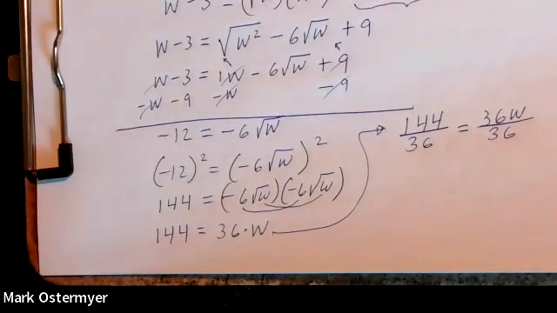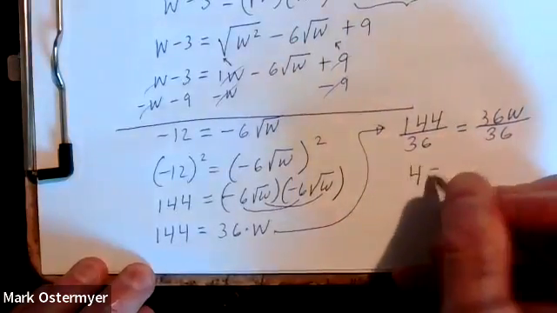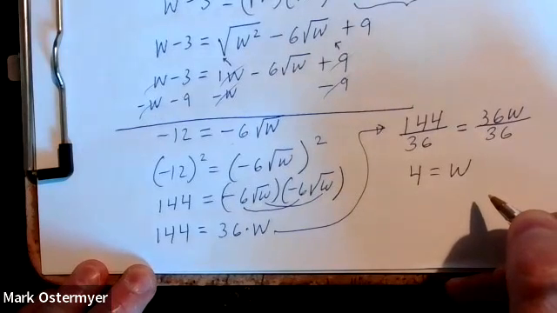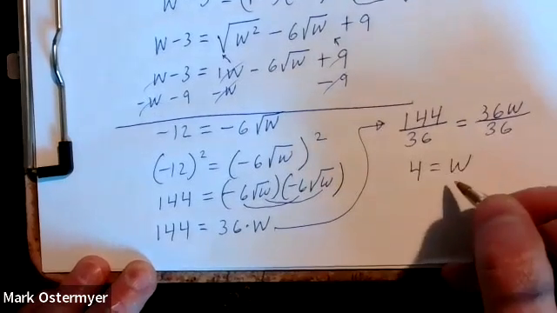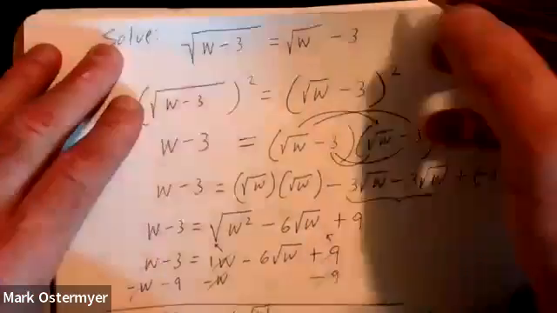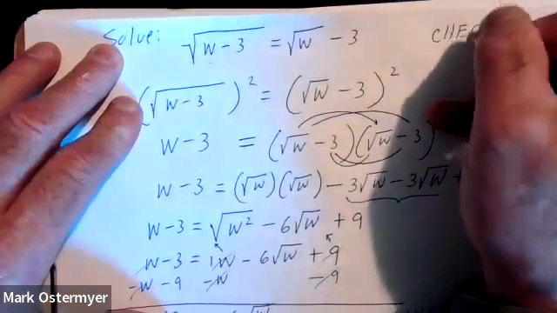And therefore, we discover that 144 divided by 36 nets us 4. So w is equal to 4. Now we have to check our answer back into our original equation, because our original equation does have even roots in it, does have square roots. So we're going to check our answer out here.